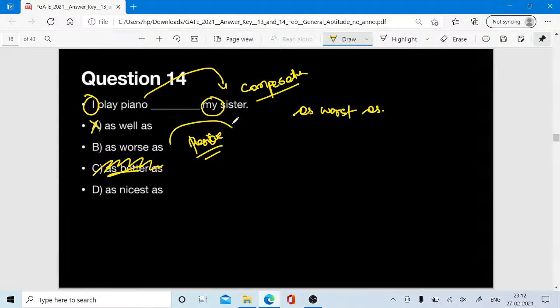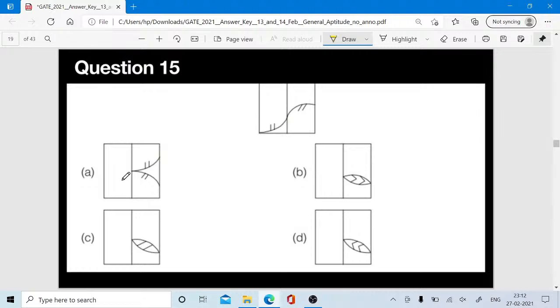And the second point is that you should always take such comparisons or positive degree in a positive way only. Worst is a negative word, so it is not used. So it is option D. As nicest as my sister. Let's see the next question.